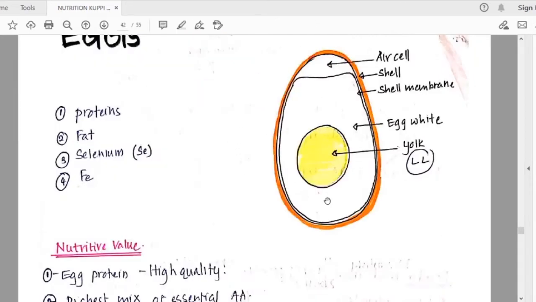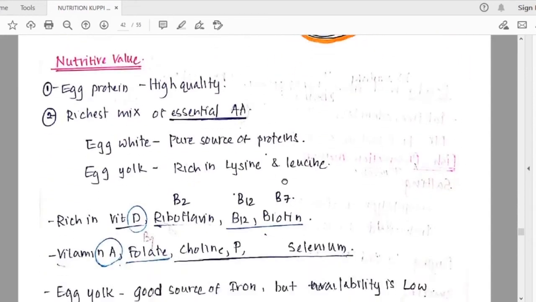And iron. Then may tamai the anatomy of an egg. It consists of a yolk, an egg white, a shell membrane, tau shell ekak, tau eka me egg white uda podi korasaka tiyena air cell ekak. Nutritive value ekak baluwama egg protein has the highest quality. That means it is richest in all of the essential amino acids.